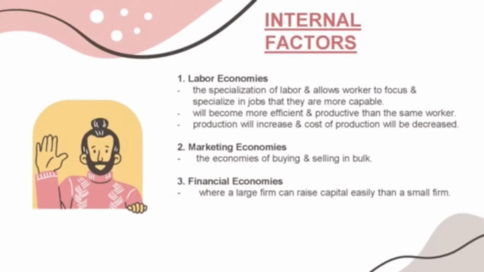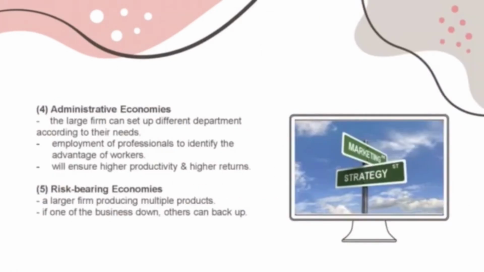The next one is marketing economies. Marketing economies is the economies of buying and selling in bulk. For example, big company buys material in bulk and will get discount, making cost of production decrease. The third one is financial economies. Financial economies is where a large company can raise capital easier than a small company. For example, large firm gets loan easily with lower interest rate and longer maturity period. The next one is administrative economies.